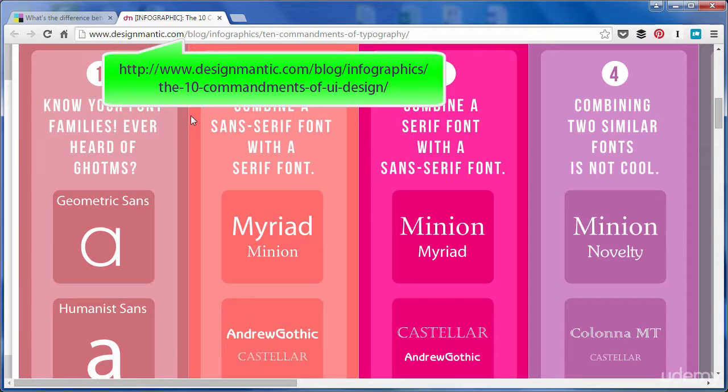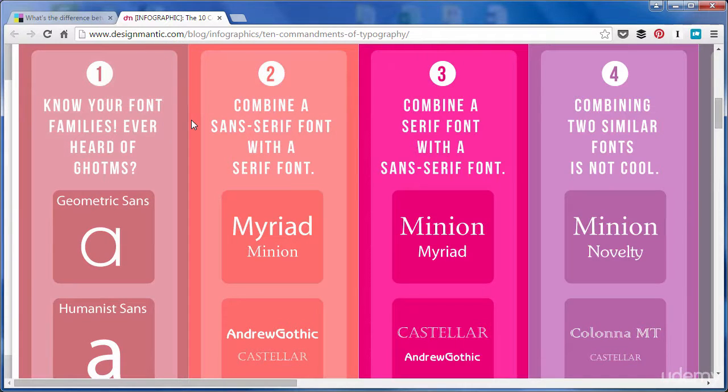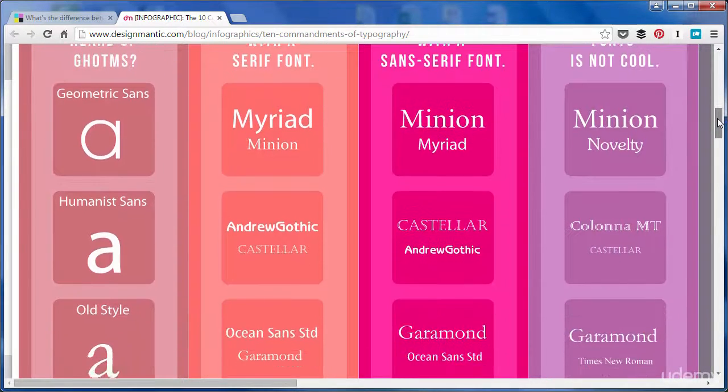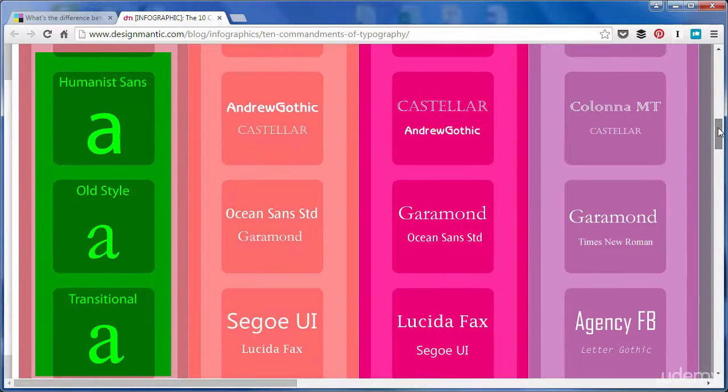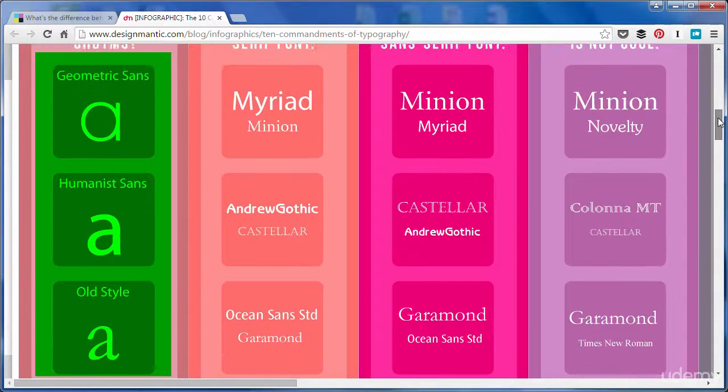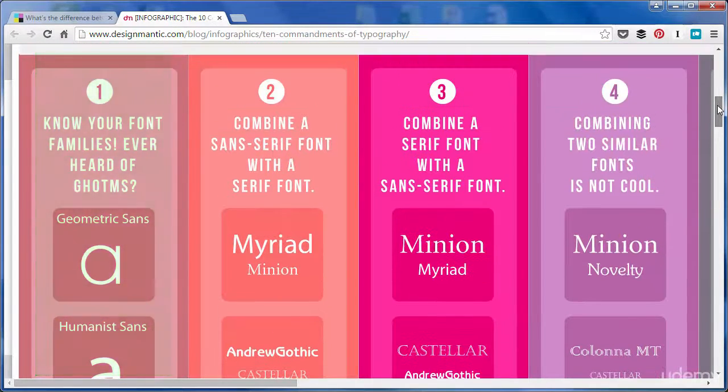Here are the 10 rules or commandments for typography. Let me begin from rule 1, which says you have to know your font families. In the samples shown, there are different design patterns in both serif and sans serif. When you know the font family, you will not fall in the trap of mixing up two completely different designs.